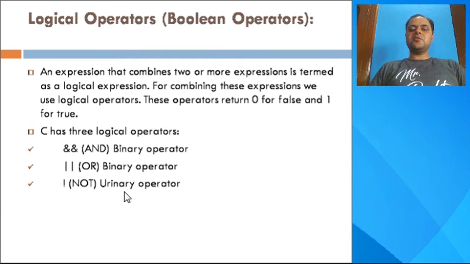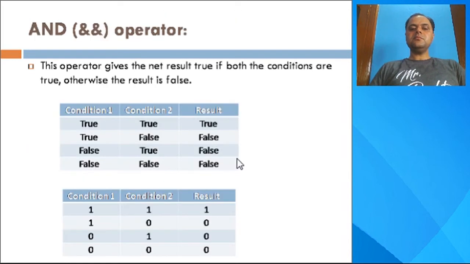What is a unary operator? A unary operator is an operator which operates on only one operand. So NOT is a unary operator. So this is the symbol of AND, this is the symbol of OR, and this is the symbol of NOT. We will discuss these operators one by one.